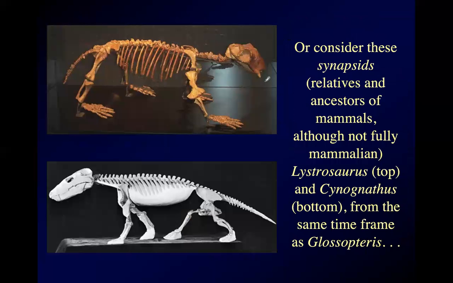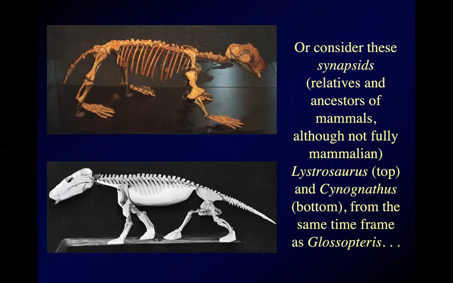These are synapsids. They are not fully mammalian, but these are relatives and ancestors of the modern mammals. Lystrosaurus up at the top, a rather odd critter that had a pair of tusk-like teeth up at the front to presumably dig with. Cynognathus down below looks a little bit more like a carnivore, with a more upright posture.